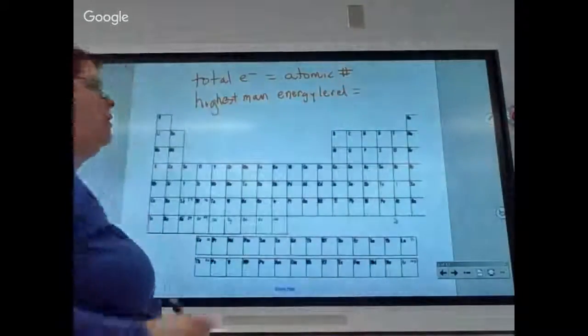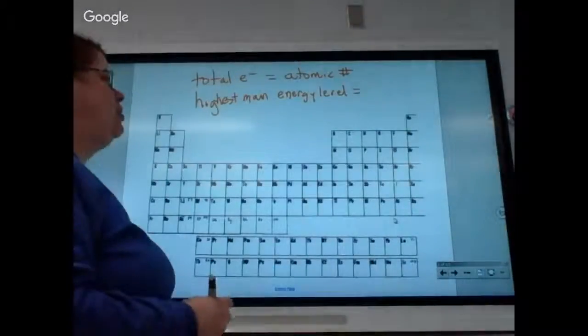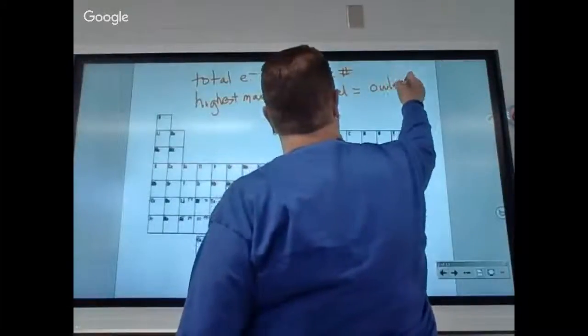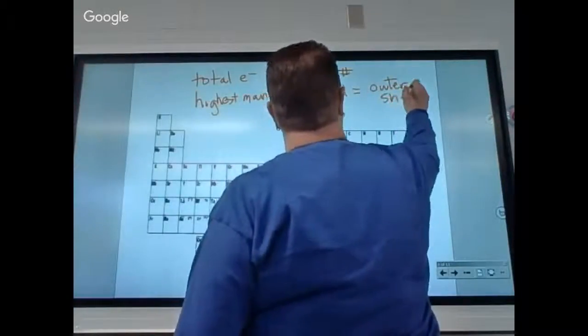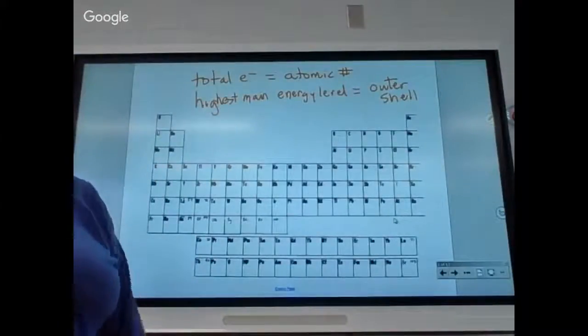All right. So I hear nitrogen. Do we agree? Yeah. You should. What does highest main energy level mean? Why would it still be outer shell? It means outer shell. Okay? Highest main energy level means outer shell.